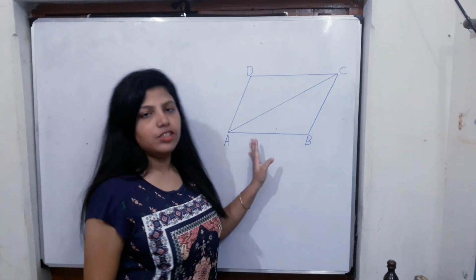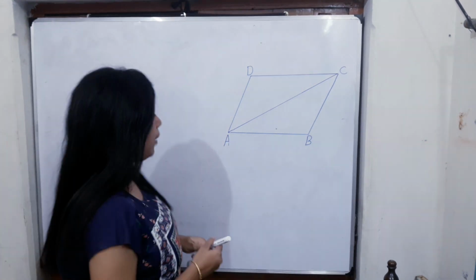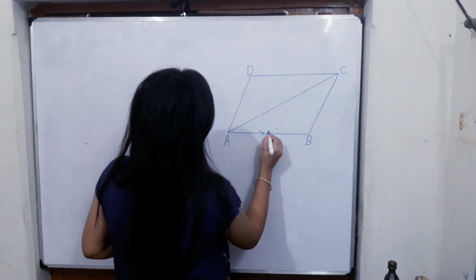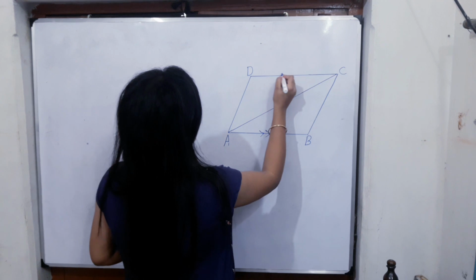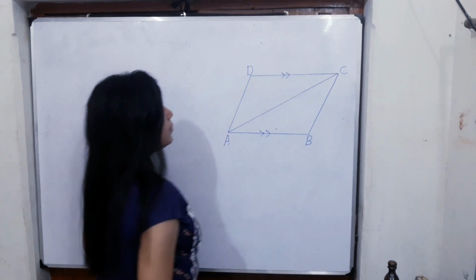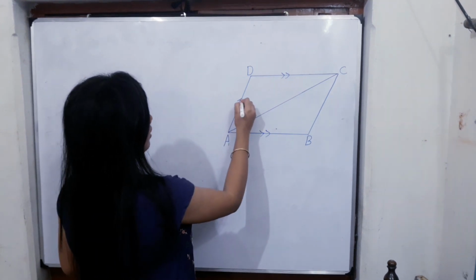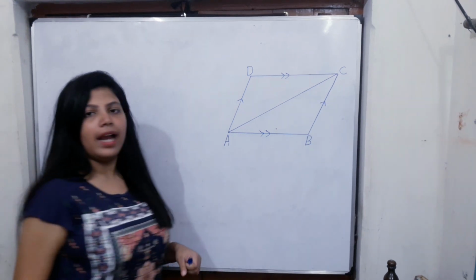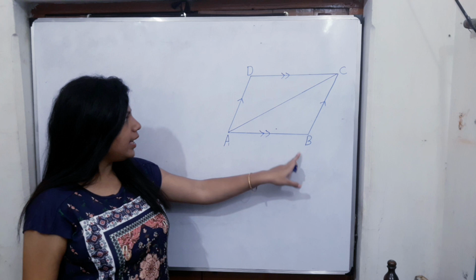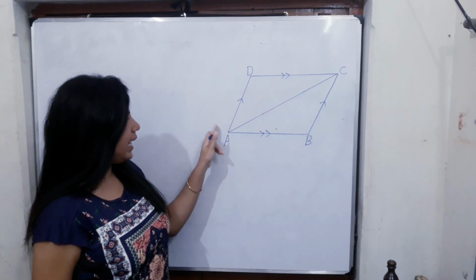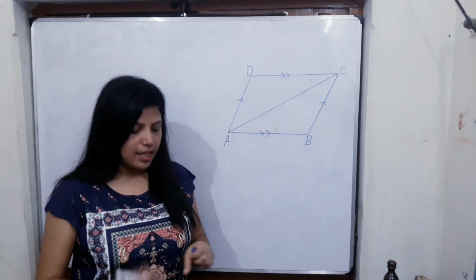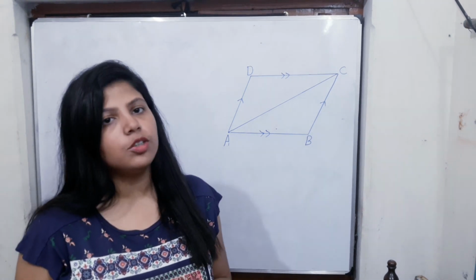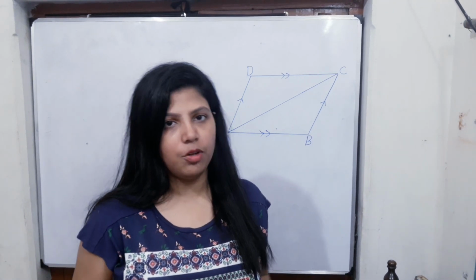ABCD here is a quadrilateral where AB is parallel to CD. AB is parallel to DC or CD, whatever, and also AD is parallel to BC. ABCD is a parallelogram where AB is parallel to DC and AD is parallel to BC. That means a quadrilateral whose opposite sides are parallel to each other is called a parallelogram.